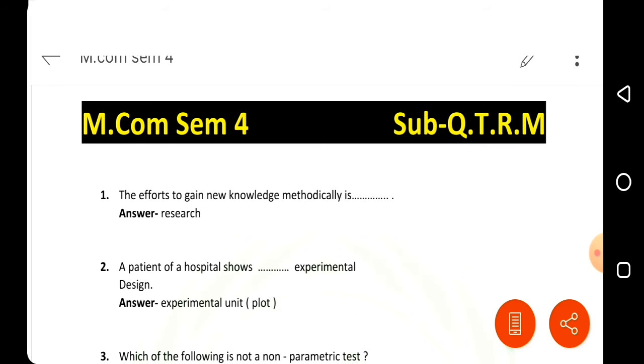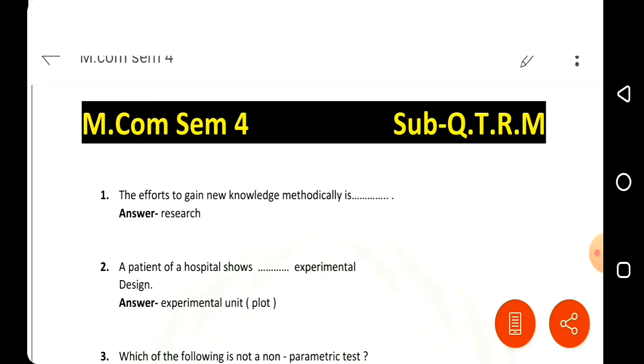QTRM. In this video I have put direct answer instead of option. So let's start. Our first question, the effort to gain new knowledge mathematically is dash. The right answer is research.